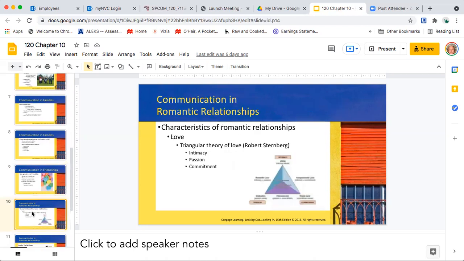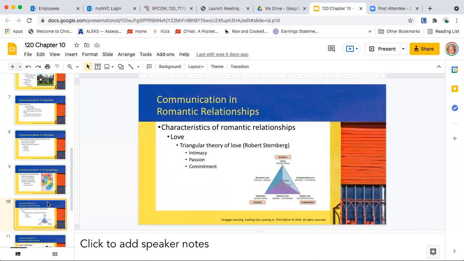So communication in romantic relationships specifically. The triangular theory of love by Robert Sternberg. And actually that same graphic is in your book and will look a lot better if you find it in your book. Hold on. Okay, it's actually on page 334.